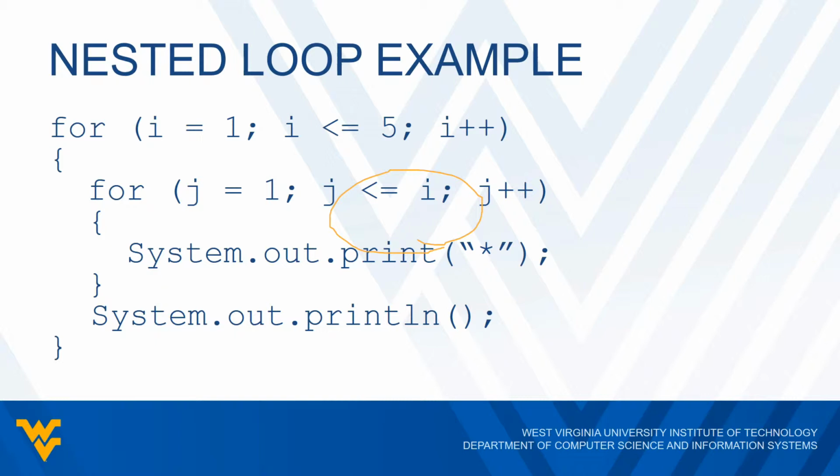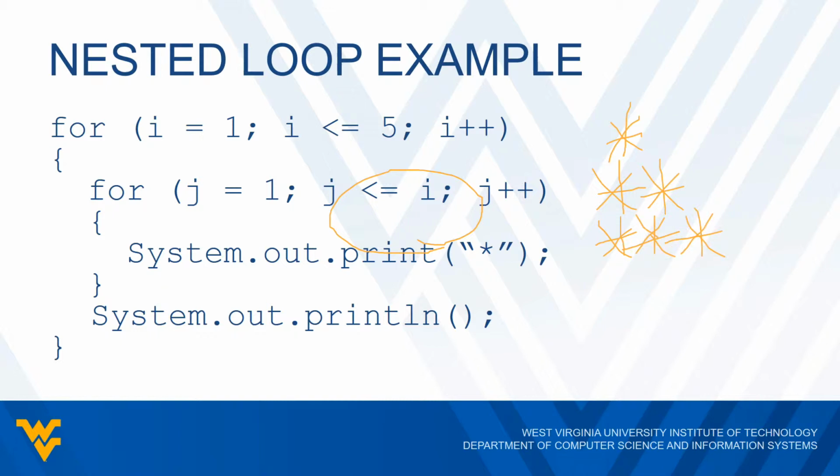and then we increment j. So when I is 1, when we run this inner for loop, we're going to print 1 star. So we would have something like this. And then when I is 2, we're going to run this for loop 2 times. So we would print 2 stars. And then the next iteration, I is going to be 3. So we're going to print 3 stars.